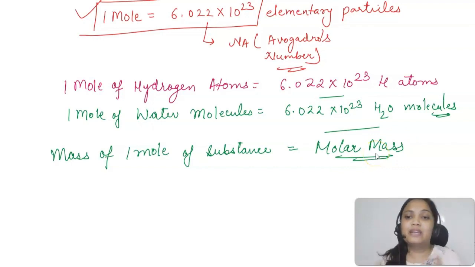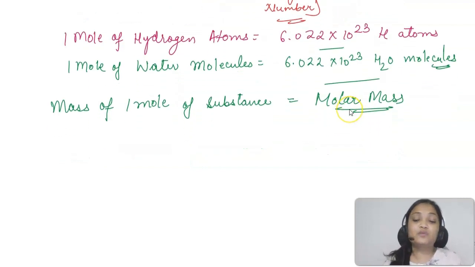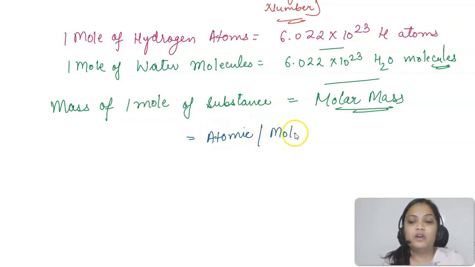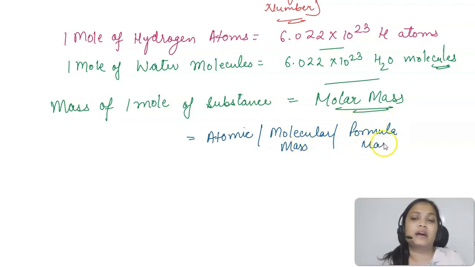So if anybody asks you what is the molar mass of hydrogen atom, don't get confused. It means that we have been asked the mass of 1 mole of hydrogen. Okay, molar mass means mass of 1 mole of any substance. And what is that equal to? That is very, very easy. Just now we have discussed atomic, molecular, formula unit mass, right? So that's going to be used here. So molar mass is just equal to the atomic mass or the molecular mass or the formula unit mass of any substance in grams.